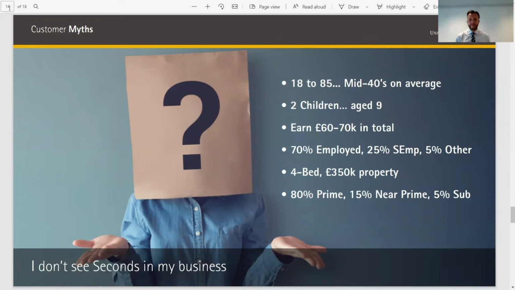In terms of the typical customer profile, this is what surprises many people at times. Most lenders offer for 18 to 85. At UTB our average is mid-40s. 3 out of 4 of our applicants are married, normally with 2 kids. Normally those kids are age 9. They earn between 60 and 70,000 pounds per household, which is about 15% more than the national average. Pretty even mix in terms of their income types: about 70% employed, about a quarter self-employed and 5% maybe retired. The closer you get to retirement, the more important it will become to show proven post-retirement income.